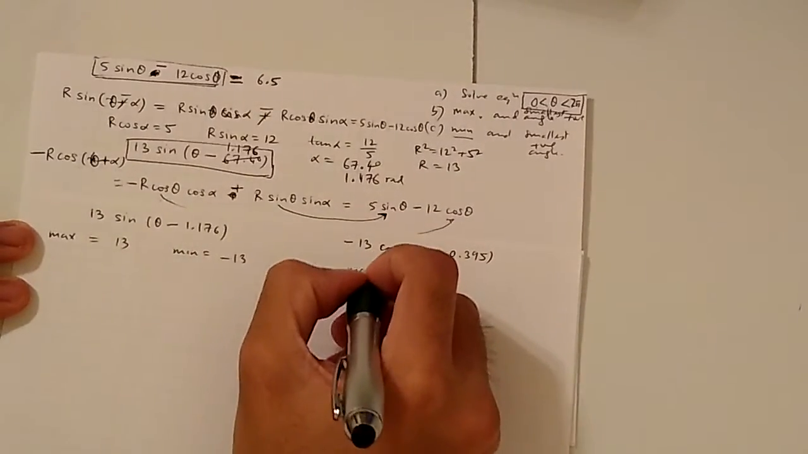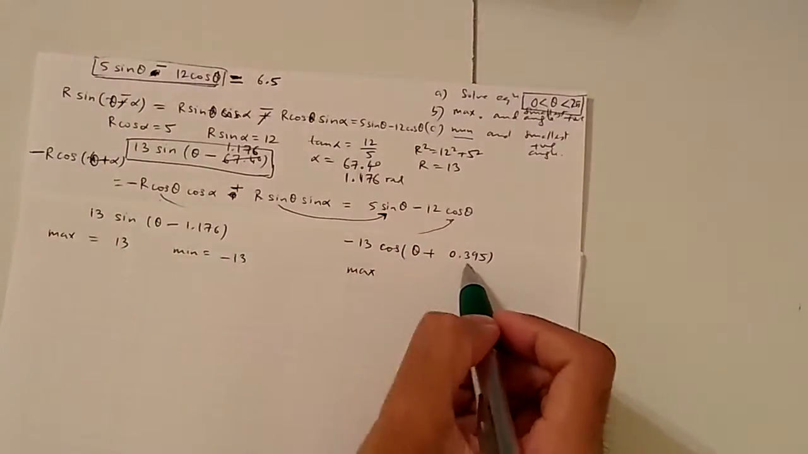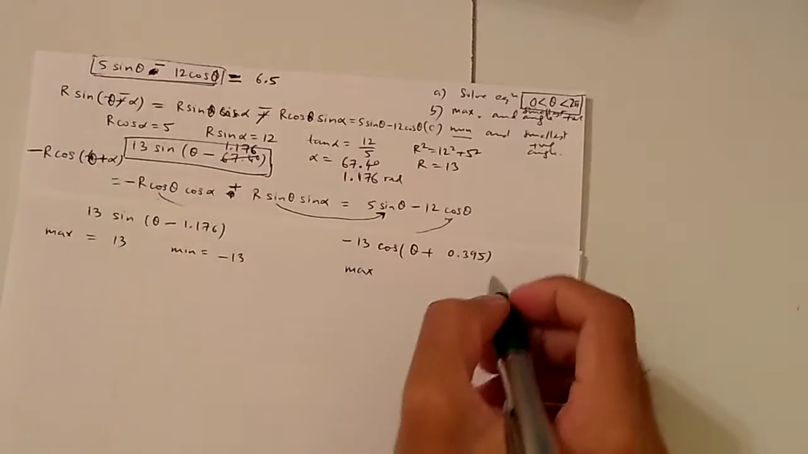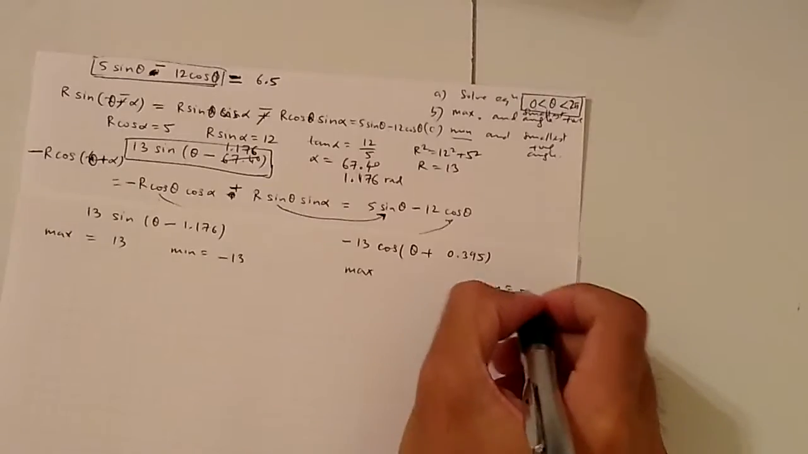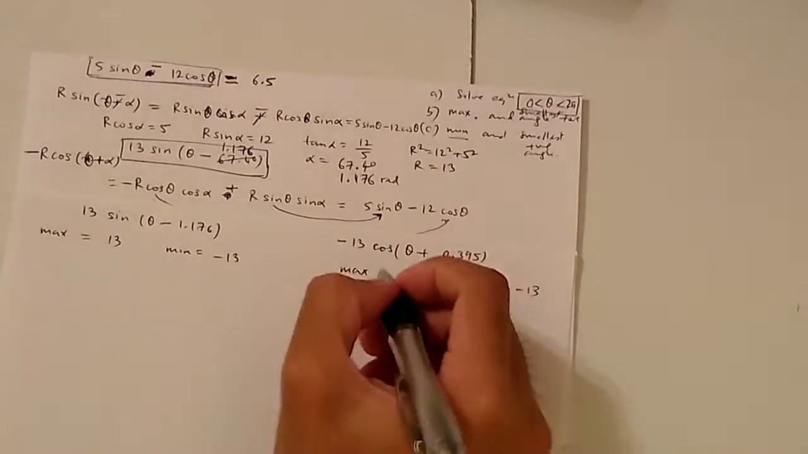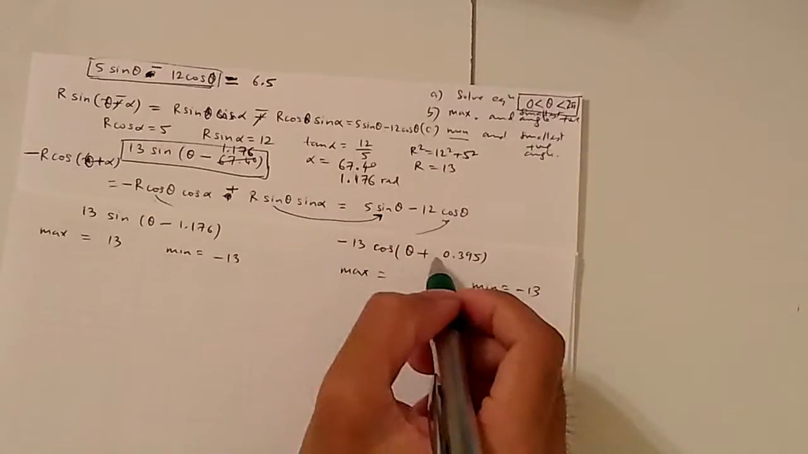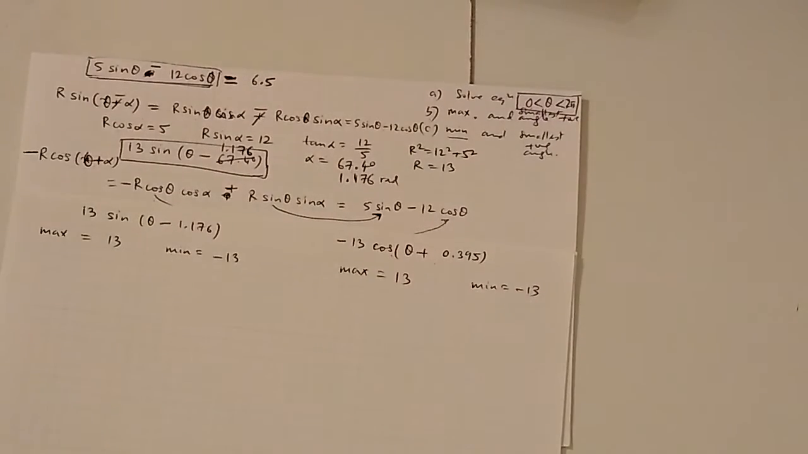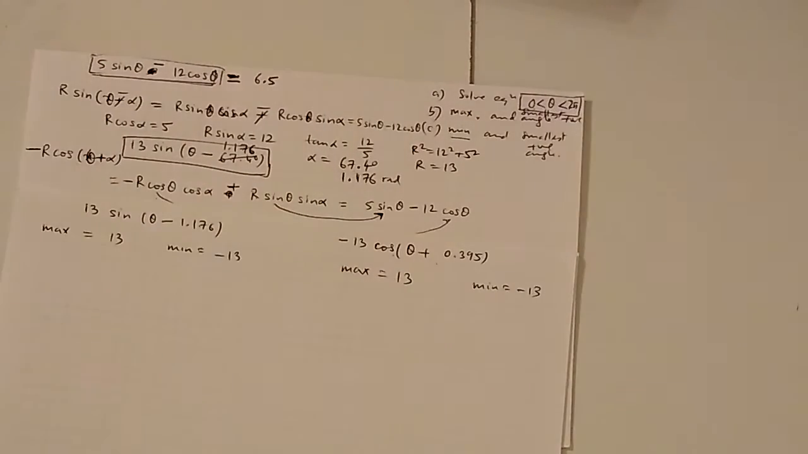In this case, cos is maximum 1, but when cos is 1, this is going to be the minimum, minus 13, because of the minus over there, and the maximum is going to be when cos is minus 1, and at that point the maximum for the entire expression is going to be 13. Overall, irrespective of whether you use the sine or the cos, in both cases the maximum and minimum are going to be the same, 13 and minus 13.